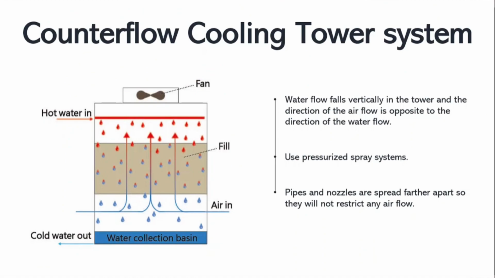Counterflow cooling tower system. Water flow falls vertically in the tower and the direction of the airflow is opposite to the direction of the water flow. It uses a pressurized spray system. The pipes and nozzles are spread further apart so they will not restrict any airflow.